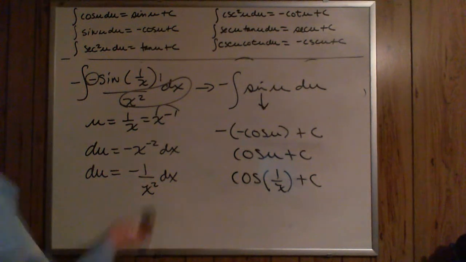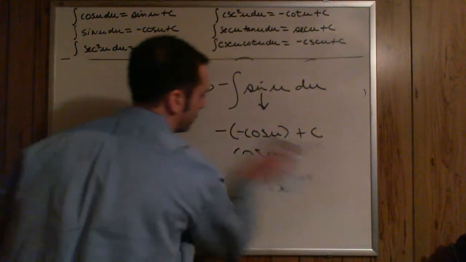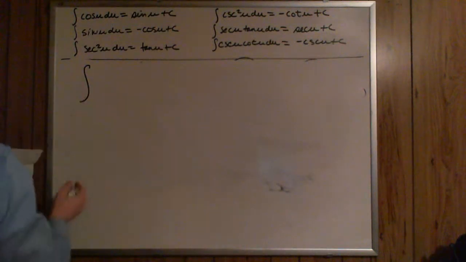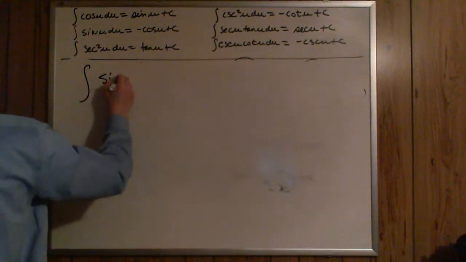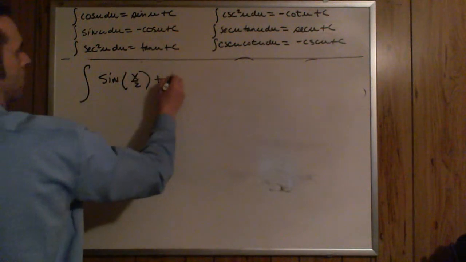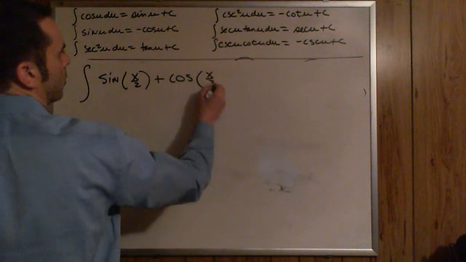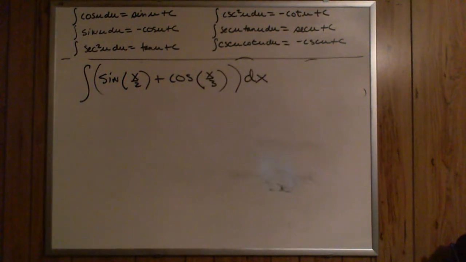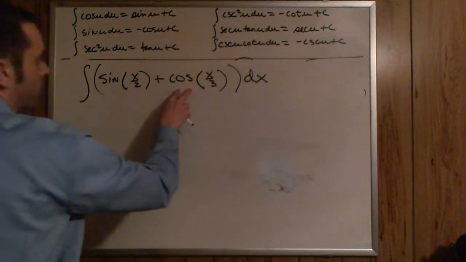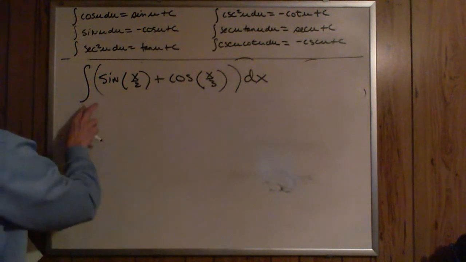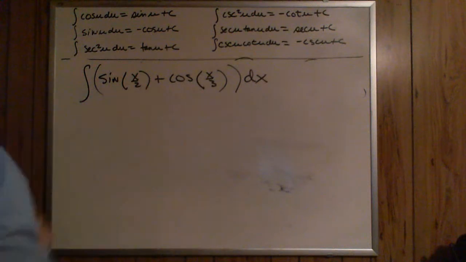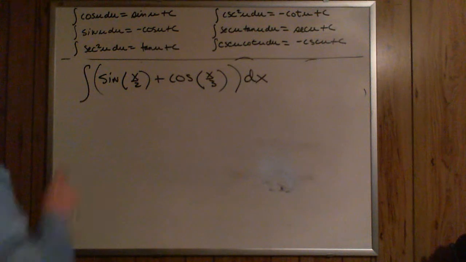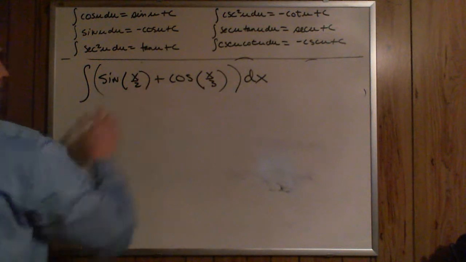Okay, and another example, two more, where this happens. The indefinite integral of sine of x over 2 plus the cosine of x over 3 dx. When you have an indefinite integral of a sum or a difference, you can split this up at the plus or the minus sign. Never of a product or a quotient, but you can split this up at the plus or the minus sign.